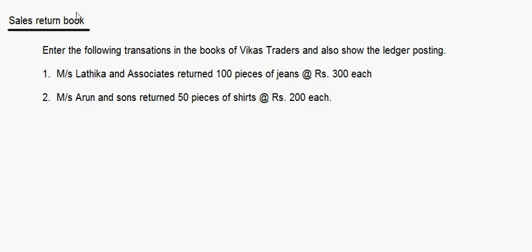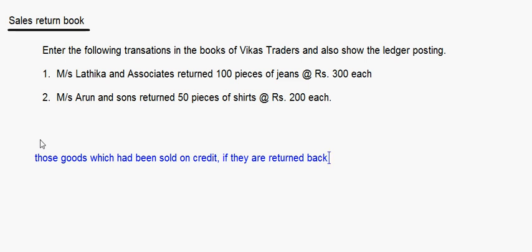So that is all you need to understand about the purchase returns book. Now you have the sales return. As I said, the sales return book is for credit sales. Those goods which had been sold on credit, if they are returned back, then they should be entered in the sales return book, or we also call it the return inward book.